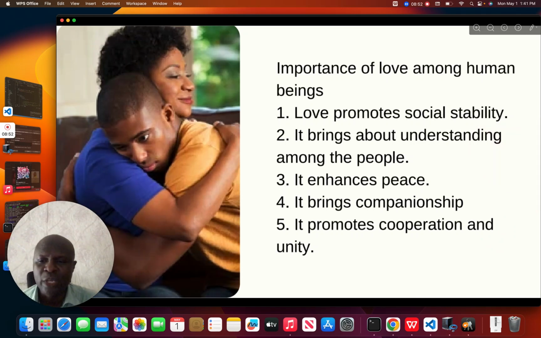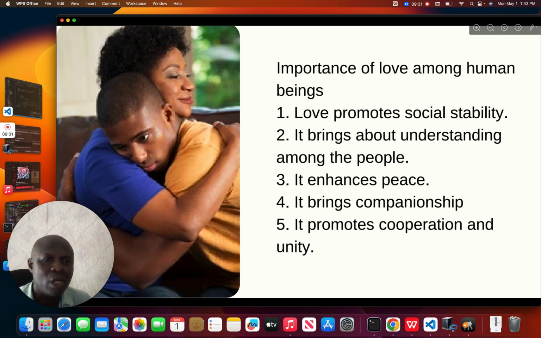You see, as a student, as a citizen, we need to understand that love is important among human beings. The first importance of love is that love promotes social stability. It is when there is love that society can stay together, move together, relate together, and make progress. If there is no love in the political arena of our country, Nigeria, for instance, then we will not be together today. But it's love that is promoting social stability.